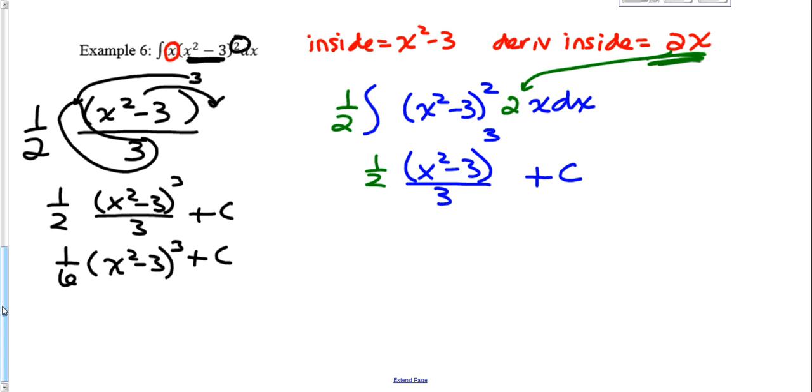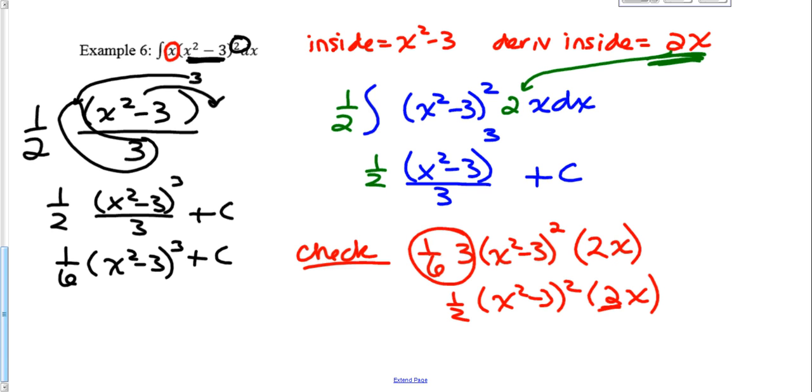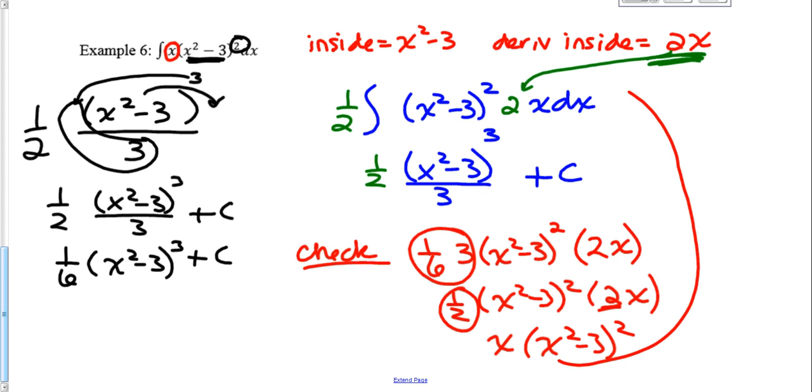So let's go ahead and check it. When I check it, the constant stays. I bring my exponent down using the power rule, 3 times x squared minus 3, which is now raised to the second power, times the derivative of the inside, which is 2x. Let's do a little simplifying. 3 times 1/6 is really 1/2. And I have my x squared minus 3 squared times 2x. And then the 2 and the 1/2 reduce to a 1. I'm going to pull the x in front, and then I have x squared minus 3 squared, which is the same as what we started with.